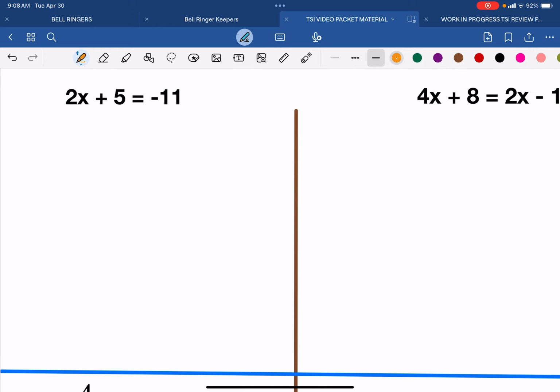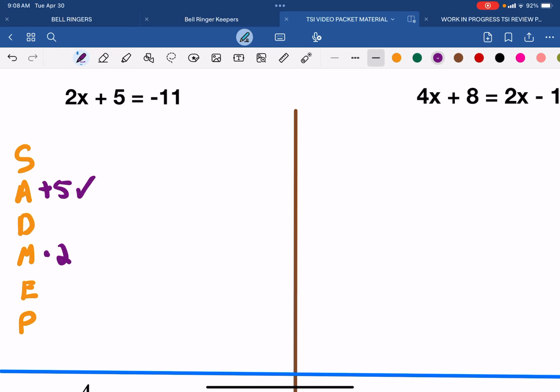In any situation that I've taught you about, we're going to follow SADMEP, which is PEMDAS backwards. We want to solve for x. What do we need to get rid of? We need to get rid of the multiplication of 2 and the addition of 5. How do we get rid of the addition of 5? The opposite of addition is subtraction. So let's get rid of that addition by doing subtraction on the other side.